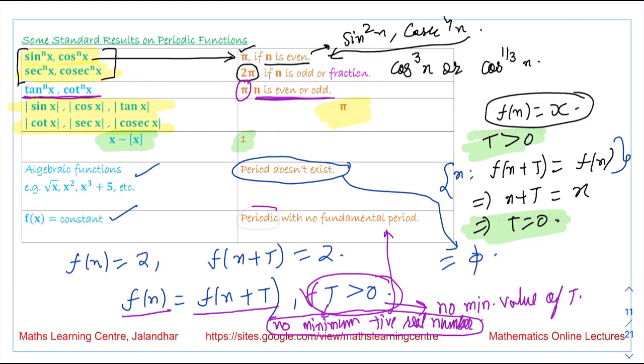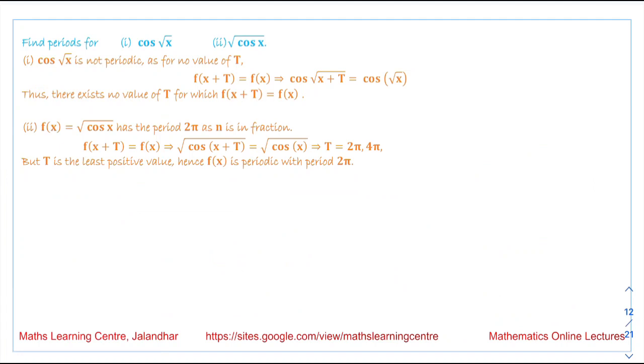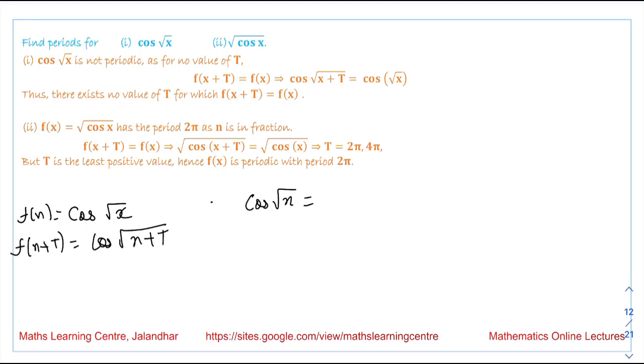So we are saying this function is periodic with no fundamental period, but there is no defined period for this particular function. Next is find the periods of cos of square root x. So we want to find that value of t for which this is the function f(x) given to us. The function f of x plus t will be equal to cos of square root of x plus t. We want to find those values of t for which cos of square root of x equals cos of square root of x plus t.